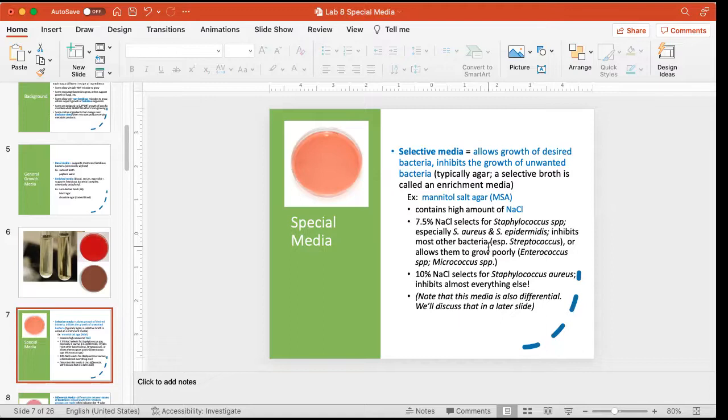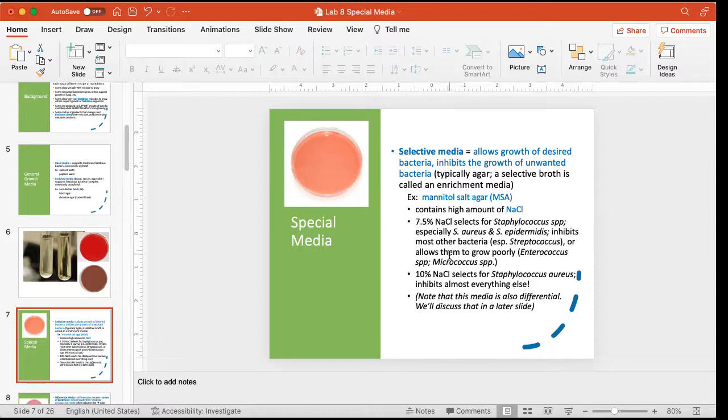There is an exception, but it's a small one. There's a type of bacteria called Enterococcus. These are cocci that tend to grow in the gastrointestinal tract. That's what that term entero means. It means GI, gastrointestinal. So this is a coccus that lives in the GI tract.